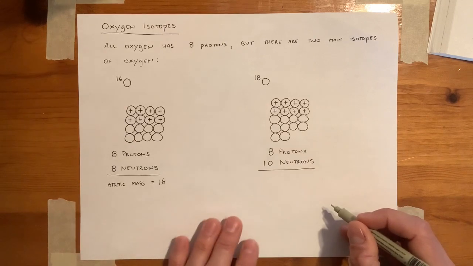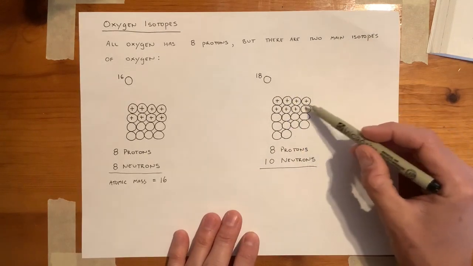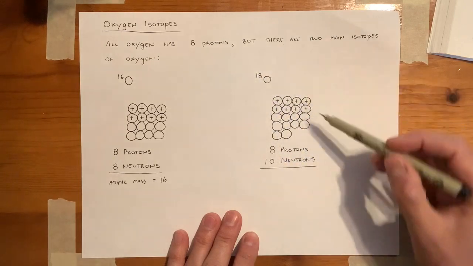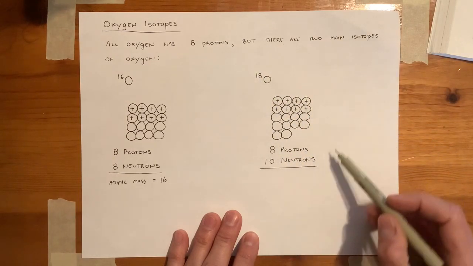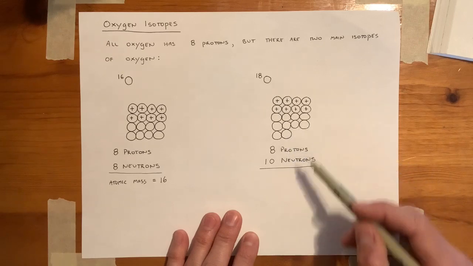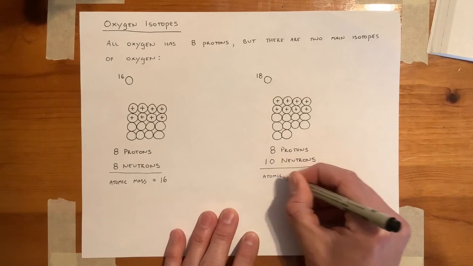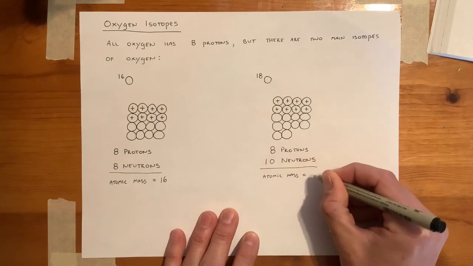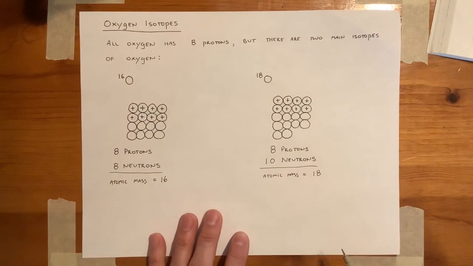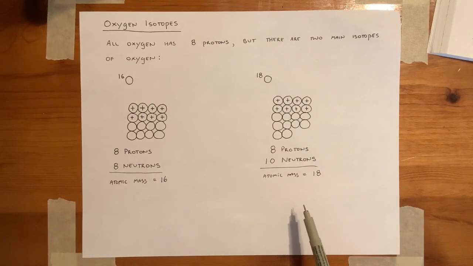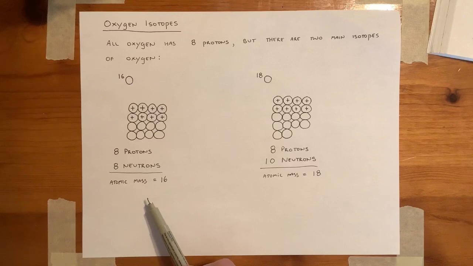Same for oxygen 18. Oxygen 18 has 8 protons in its nucleus, because all oxygen has 8 protons, but 10 neutrons. 1, 2, 3, 4, 5, 6, 7, 8, 9, 10. So it's got 2 extra neutrons for a total atomic mass of 18. So oxygen 18 is physically heavier, bigger than oxygen 16. It has an atomic mass that is greater than that of oxygen 16 by exactly 2 atomic mass units.